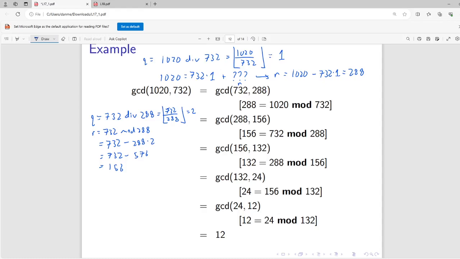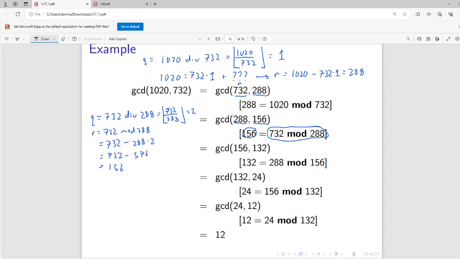So then the greatest common divisor of 732 and 288 is the same thing as the greatest common divisor of 288 and that remainder value. Okay? So here's where I computed that 156 is the remainder after dividing 732 by 288. Okay? Now we're just going to keep repeating this process, finding the remainder of those two numbers, which turns out to be 132, and then the greatest common divisor of 288 and 156 will be the same thing as the greatest common divisor of 156 and 132.